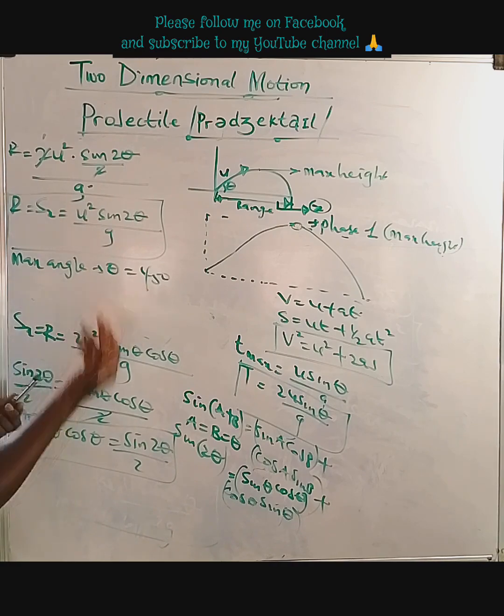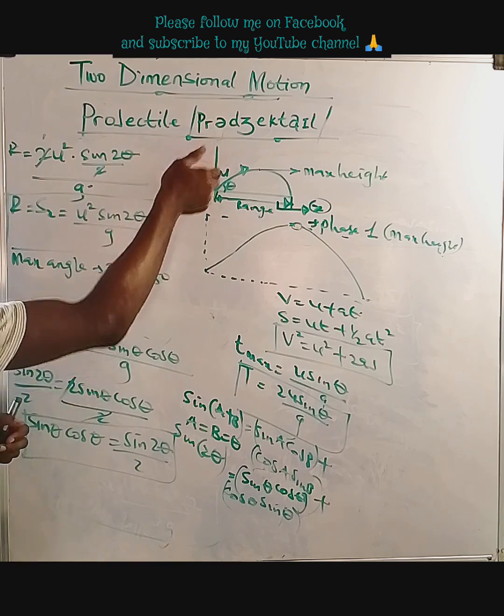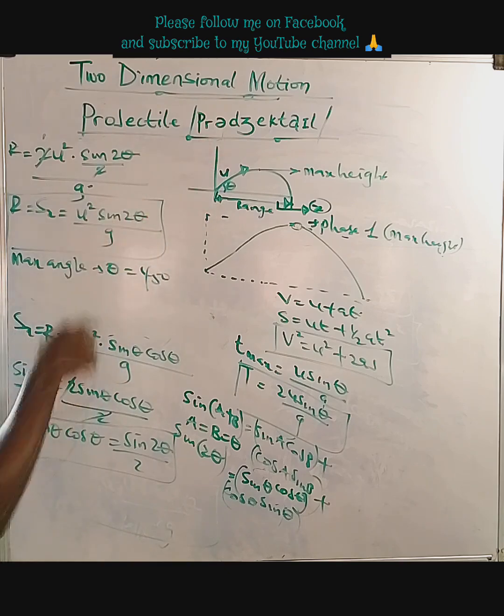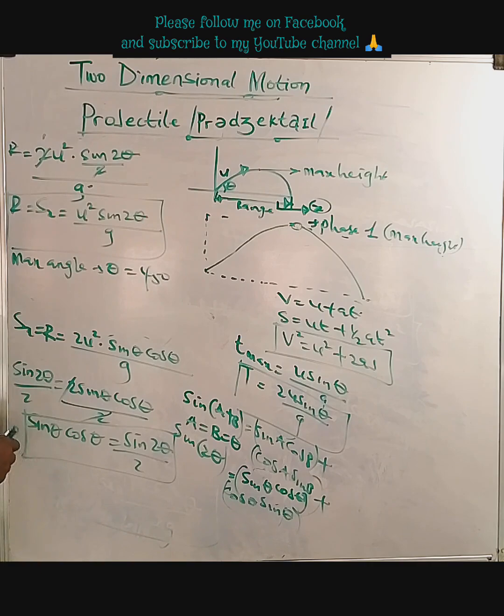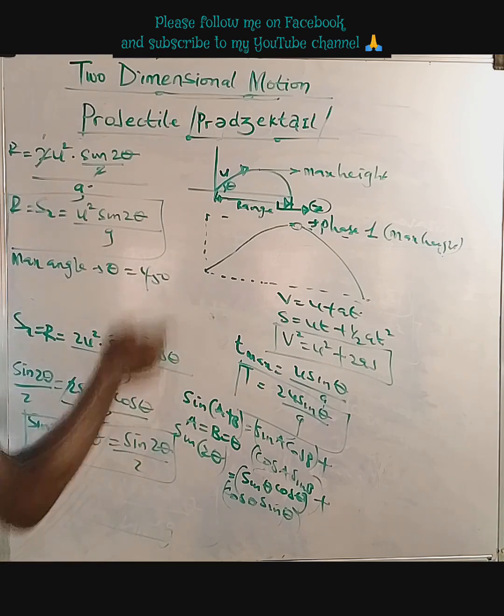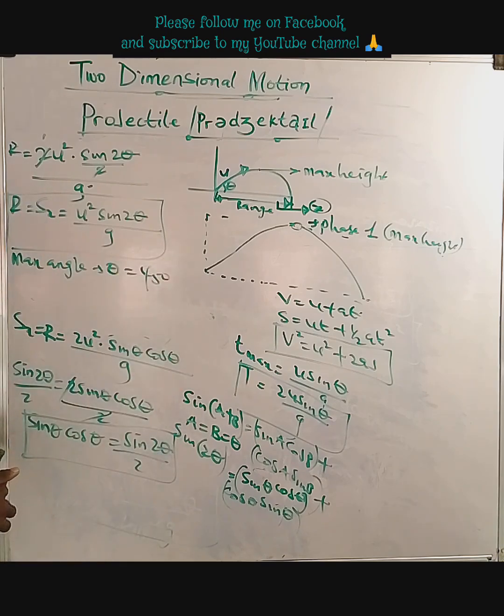So the maximum angle of projection is always half of 90 degrees, half of the perpendicular angle, I beg your pardon. So this is the formula for range, as simple as ABC. Don't forget, for you to prove this, you need the knowledge of three identities.